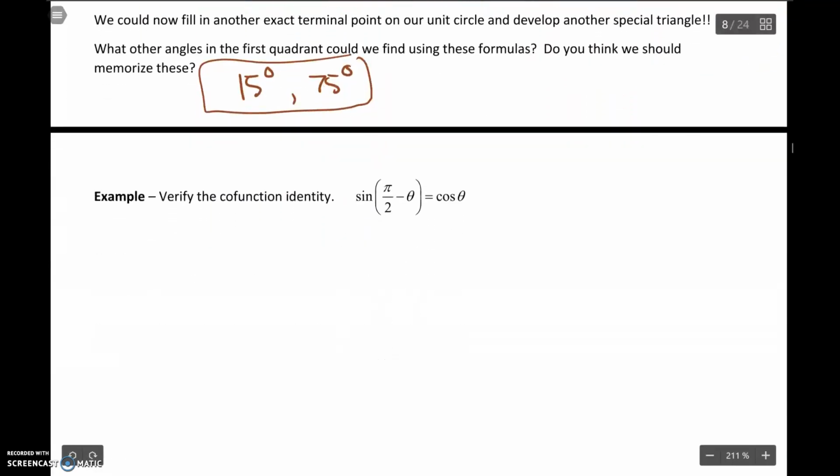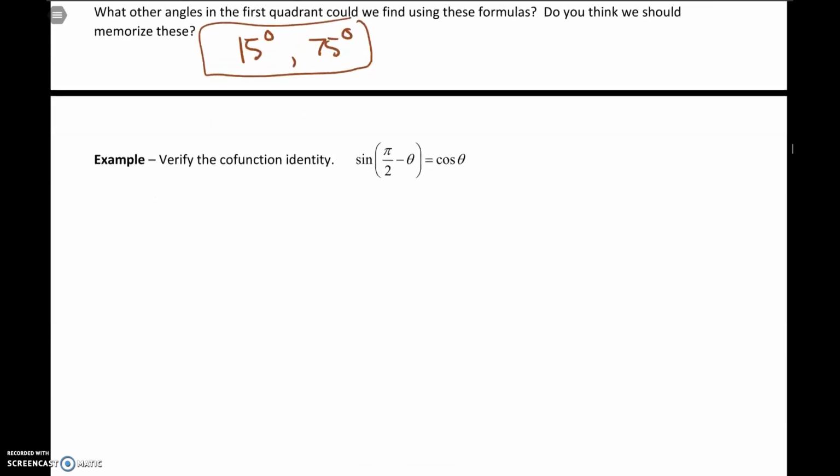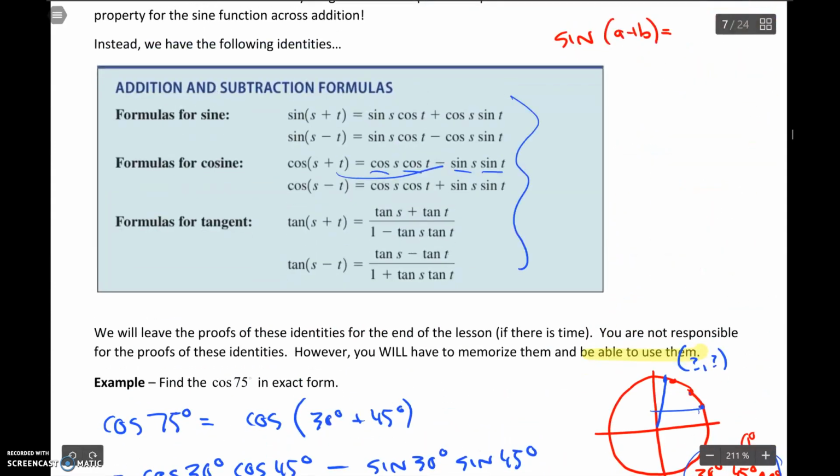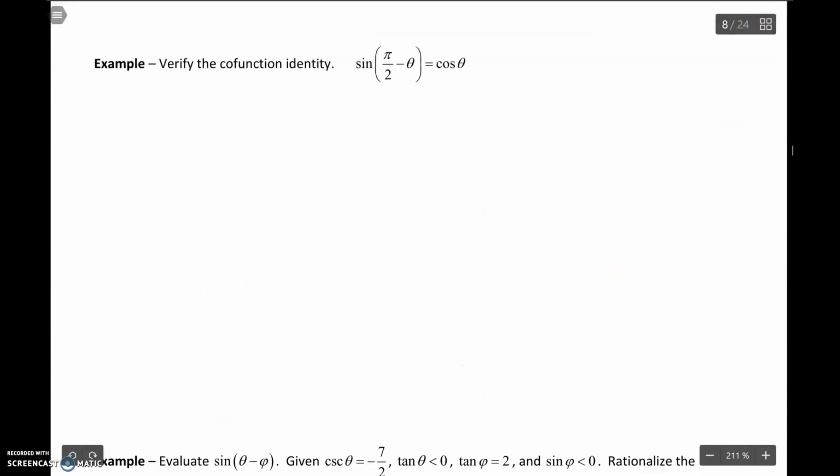Okay, so at the start of the lesson, I proved the co-function identity for the sine and cosine using right triangle trig. That proof wasn't really valid for all angles on the unit circle. It was only valid for triangular things. So this is kind of nice. We can actually prove this identity using the angle addition and subtraction formulas. It's a little strange because I haven't actually proven these identities yet, so we shouldn't get too excited about it, but I will do that at the end.